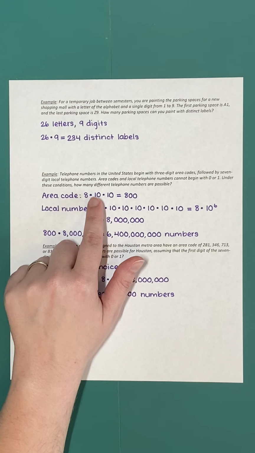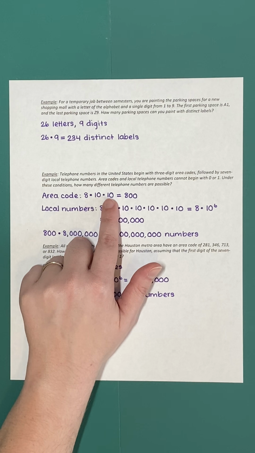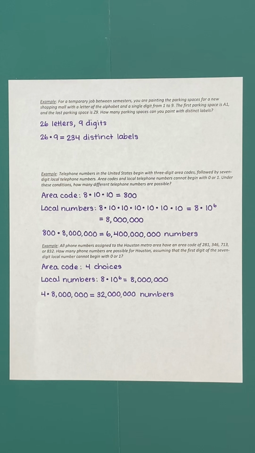Now, once we go to the second and the third digits, there aren't any limitations. So those we can include 0 and 1 as possible choices. So for the second digit, we have 10 numbers to choose from. And then for the third digit, we also have 10 numbers to choose from. So 8 choices for the first digit, 10 for the second, and 10 for the third. Multiply those together, and we have 800 different possible area codes.